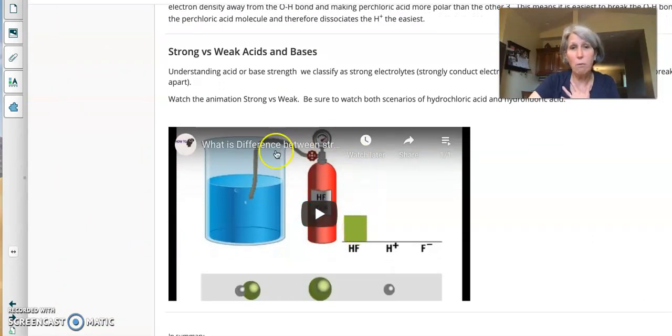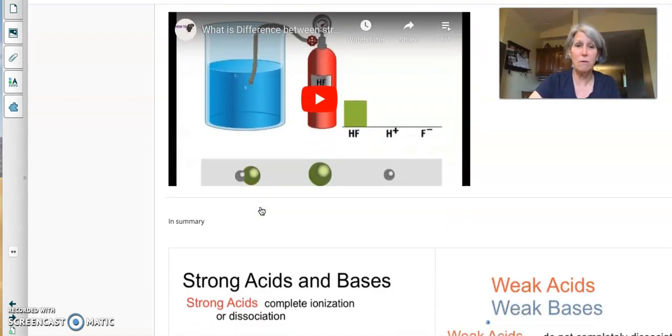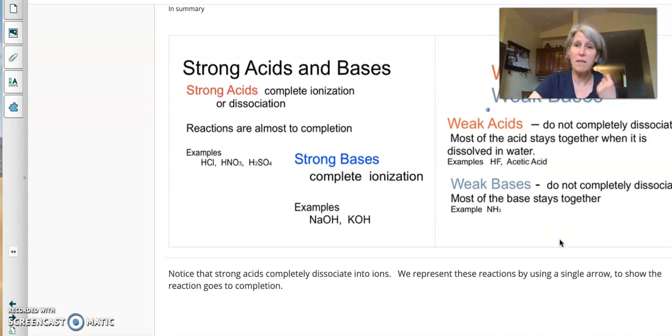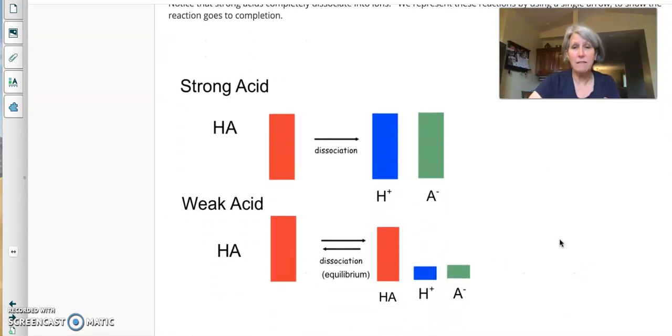So in summary, I'm hoping that you're reading through all this. It's really important that you watch this video, because it's also going to animate and show you on a molecular level what is the difference between a strong acid and a weak acid. Here are the pages that we went over. And this last one is again indicating what you should know about a strong acid and a weak acid.